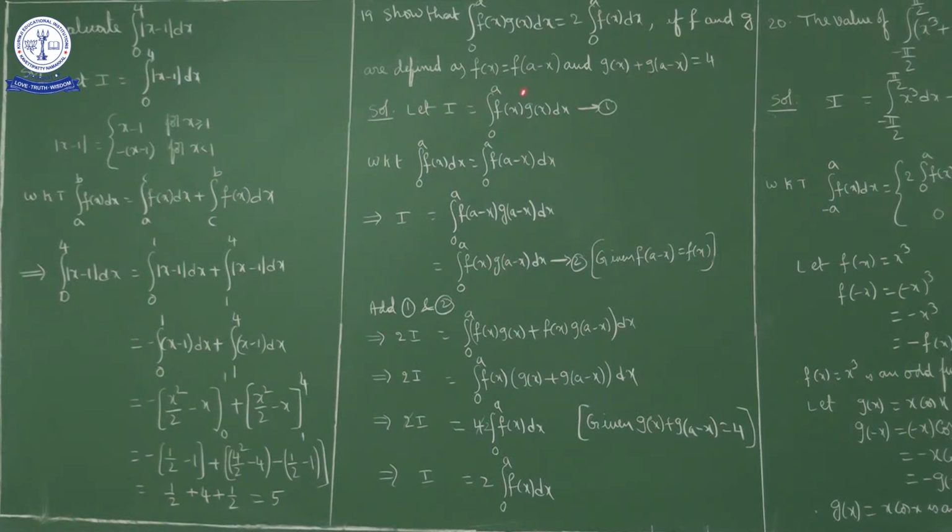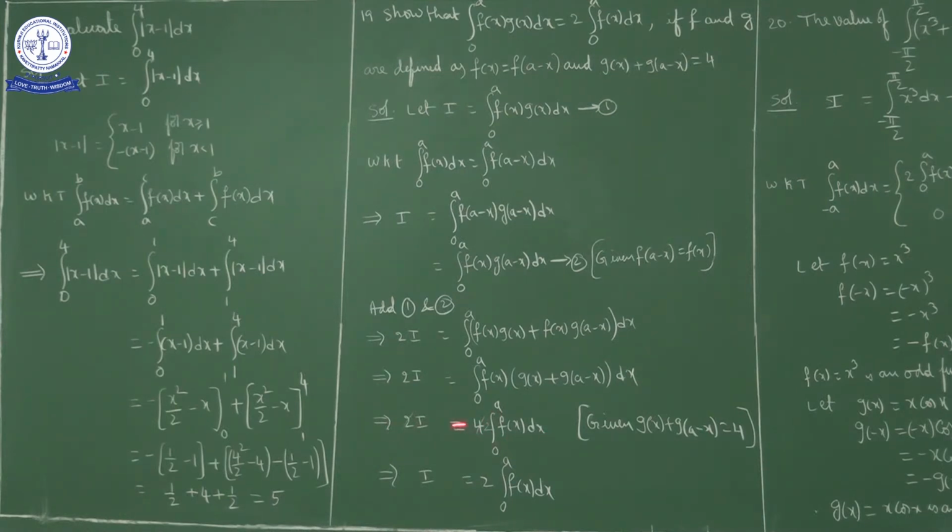Adding 1 and 2, left hand side 2I, right hand side integral 0 to a f of x g of x plus f of x into g of a minus x dx. So from these two I will take f of x common. So what we have, 2I is equal to integral 0 to a f of x into g of x plus g of a minus x dx. But given in the question g of x plus g of a minus x is equal to 4. By substituting 4, a constant, I will write it outside. So 2I is equal to 4 into integral 0 to a f of x dx.